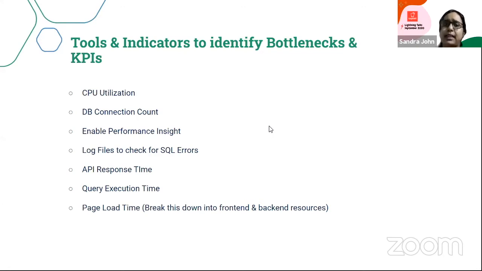So what you need to do is keep an eye out on the CPU utilizations and the DB connection counts that are happening. You need to enable Performance Insights, which is a ready tool available within AWS for databases. You can check the log files for any SQL errors, which might be consuming more time and causing more errors in your application. Also watch the API response time, the query execution time, and any page load time. Break this down into front end and back end, and then you can proceed further as required.